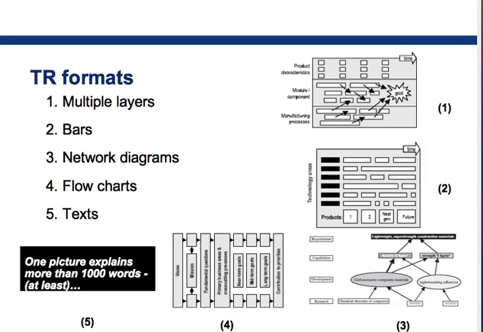Roadmaps can take many forms. Here we see some examples. Example 1 is a multiple layer roadmap. Example 2 uses bars. Number 3 is a network diagram. In the fourth example we see a flow chart, or it could also just be text.